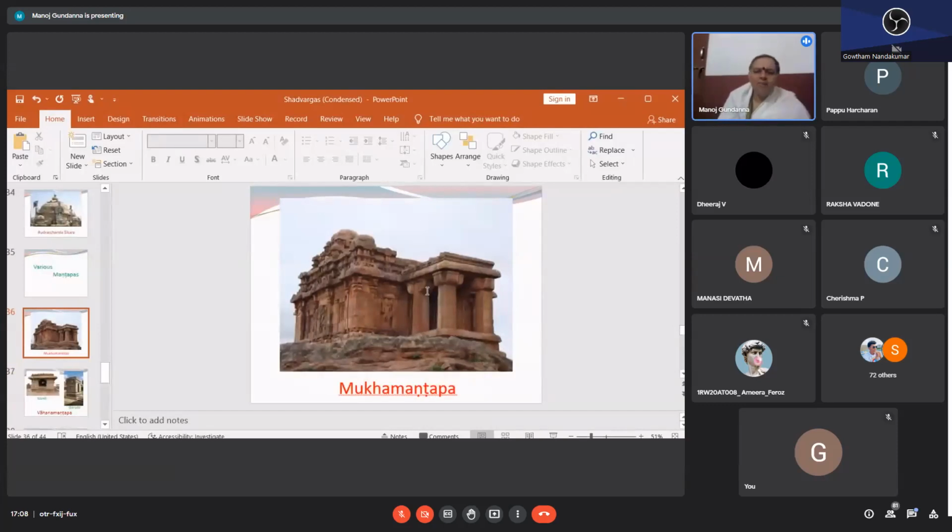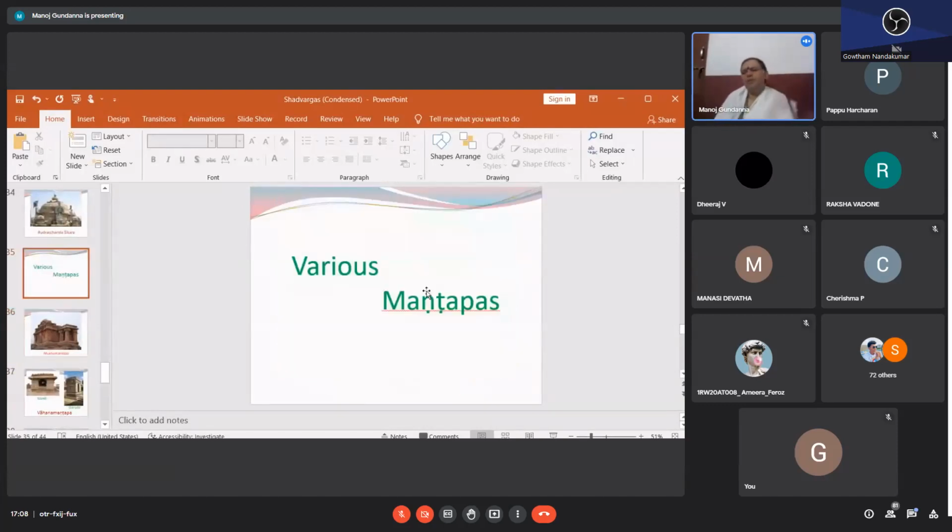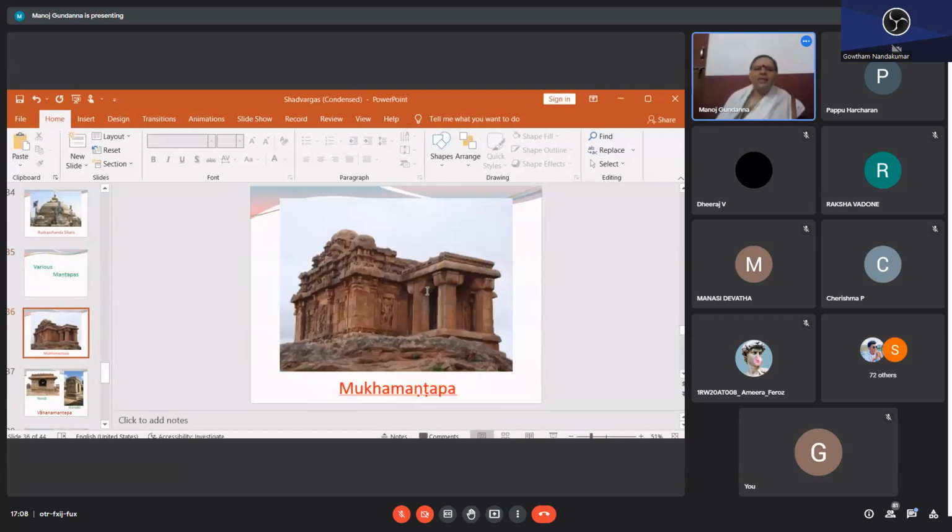Now there are various mantapas associated with the temple. Some are very mandatory, very essential, while some are optional, some are utilitarian with a very great purpose. So these are the various mantapas, we can just understand them. This is the basic Mukha Mantapa which a temple can possess. This is a small, serene, humble temple with just the Mukha Mantapa in front of it.